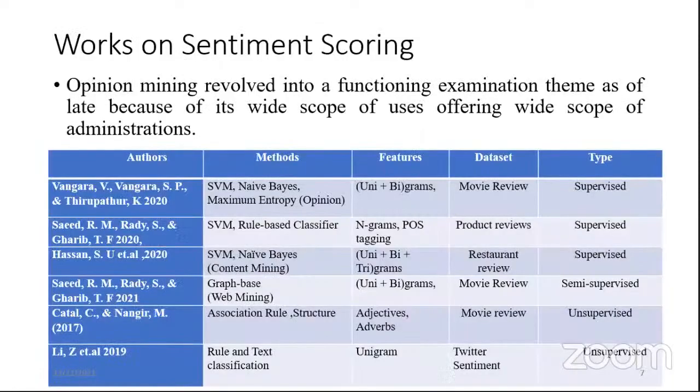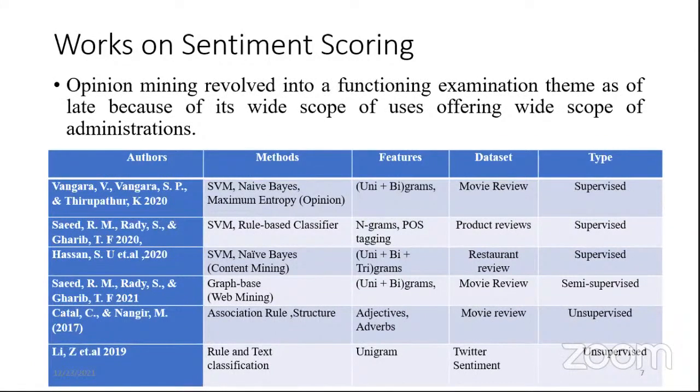So these are some authors we have taken as previous reviews, previous research carried out by different authors. These are the different authors who carried it out, and they used different methods. Finally, they used supervised, non-supervised and even semi-supervised methods.